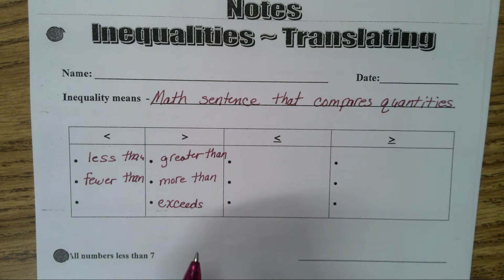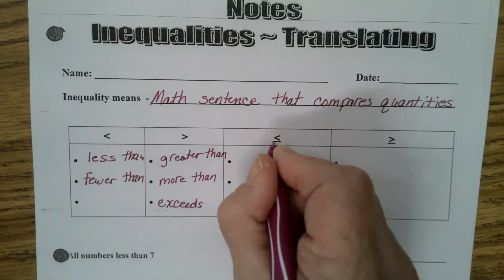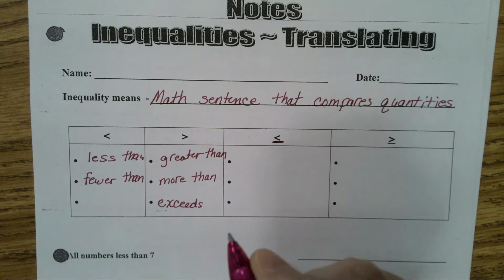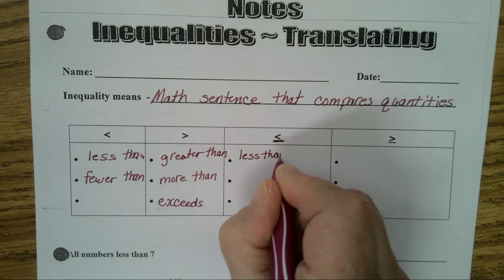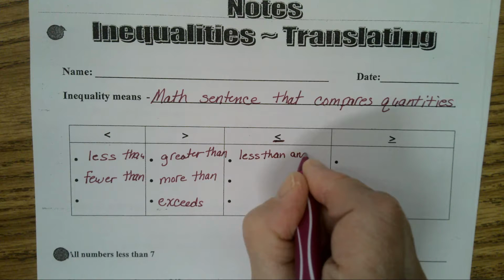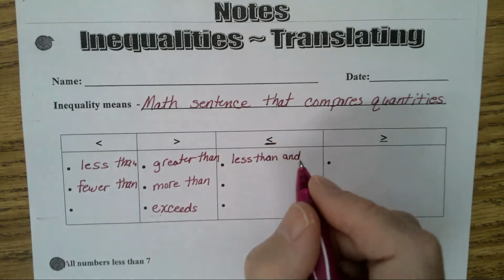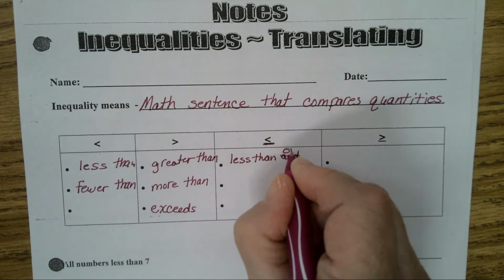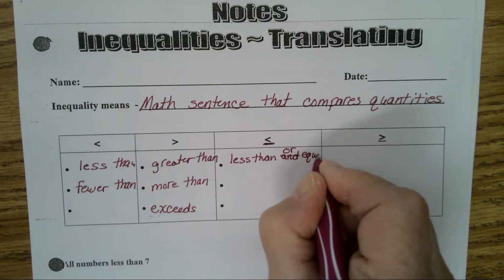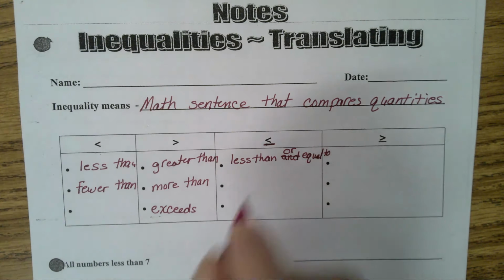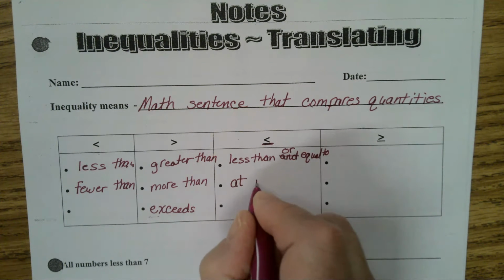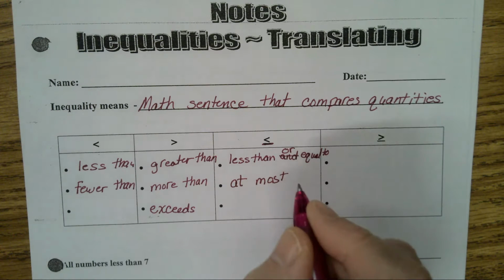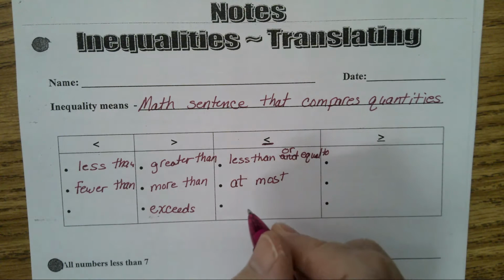Then you have is less than or equal to. See how it has that bar there? That means it can equal it. So this is less than or equal to. That's what your book has. Is at most. And I have one more for you to put underneath there. Another one would be no more than.